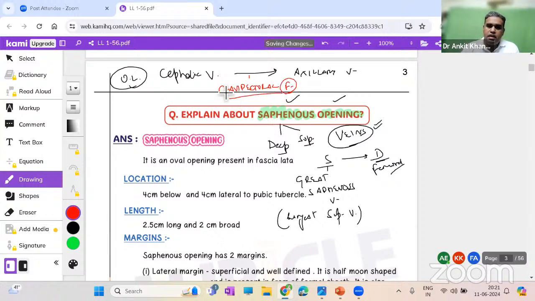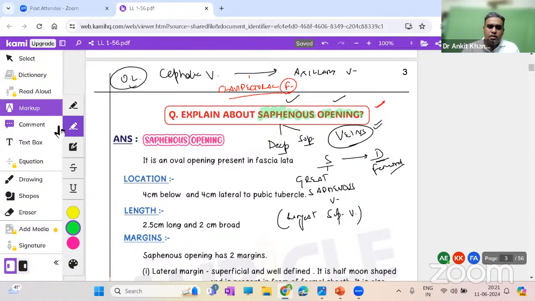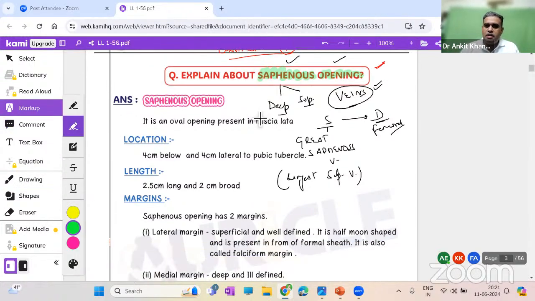And in the case of the lower limb, here we are discussing the saphenous opening. First of all, we should understand what the saphenous opening is and what is passing through it. That is most important. Then comes the theory part, which you can easily answer. It's an oval opening in the fascia lata. Where it is located is very important. It is 4 centimeters below and lateral to the pubic tubercle. Now, where to exactly find it?